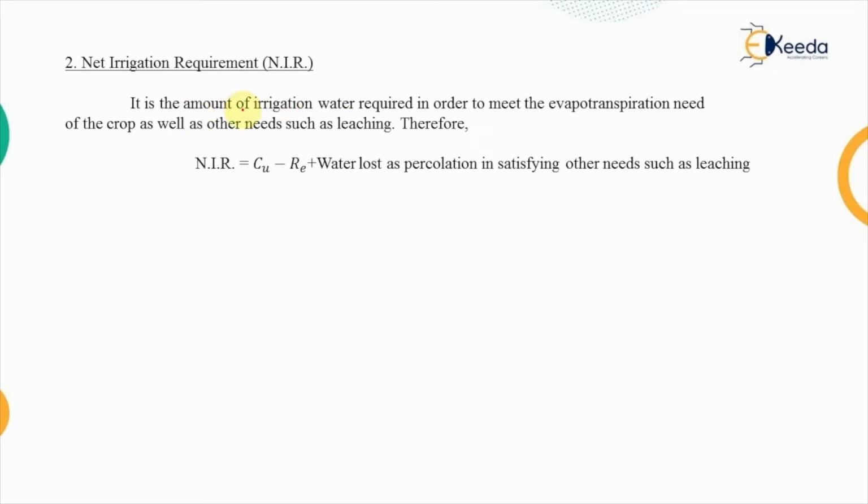Moving on to the next one, that is the net irrigation requirement. Now it is the amount of irrigation water which is required in order to meet the evapotranspiration needs, and this was nothing but the consumptive irrigation requirement of the crop, as well as, that means in addition to this consumptive irrigation requirement, other needs such as the leaching.